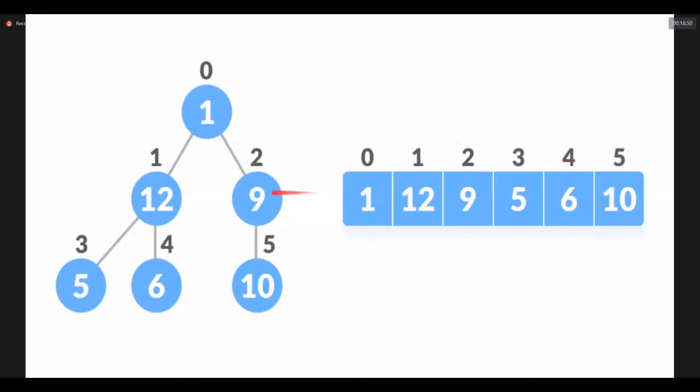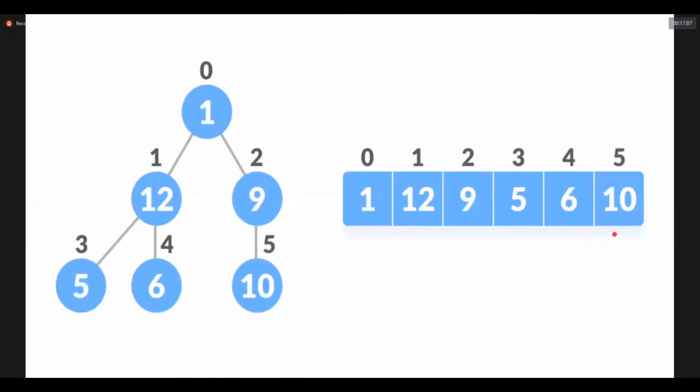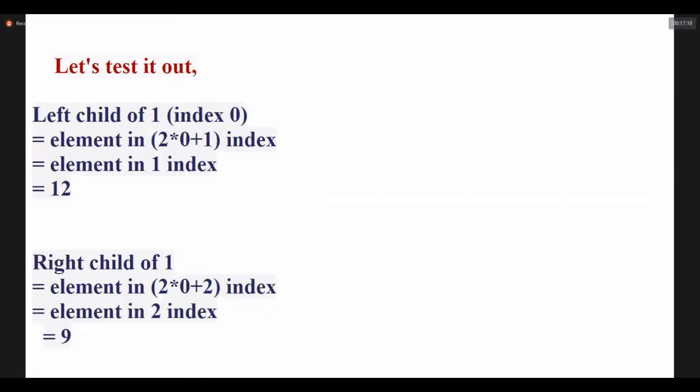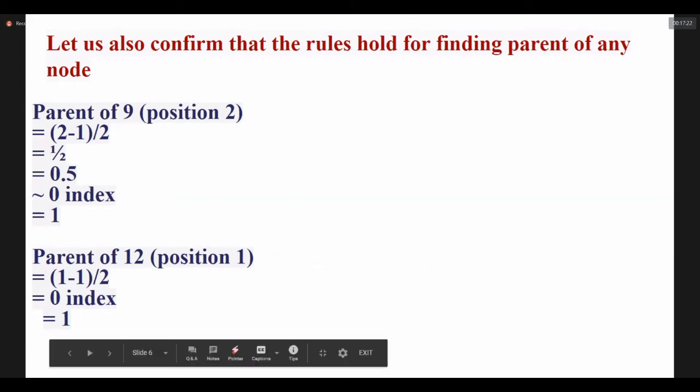Next, come to 9. What is the index of 9? 2. The left child of 9 is placed at 2 into 2 plus 1, so 2 into 2, 4 plus 1, 5. So 10 is placed at the fifth index of the array. This is the tree and array representation. The tree is represented in array format. Now, have you cleared the doubt? Okay, thank you.